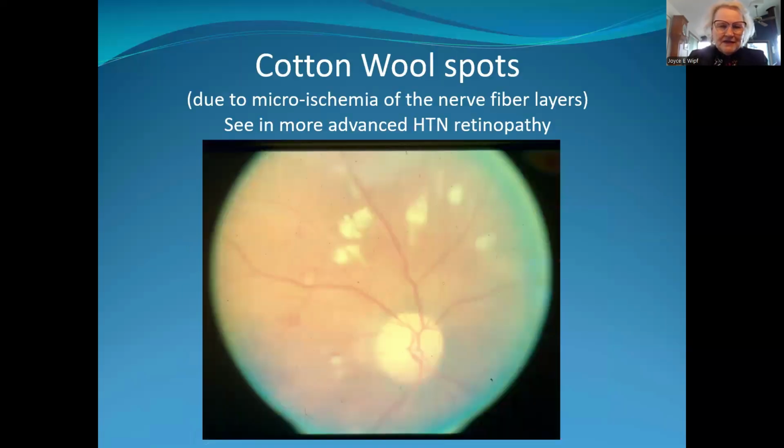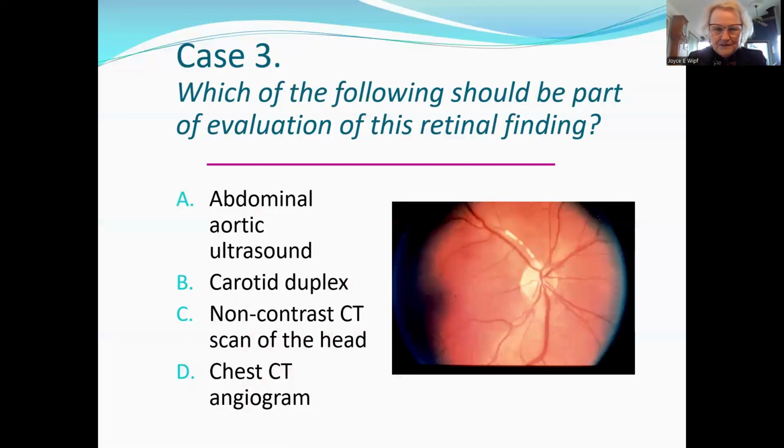Then with more significant retinopathy from hypertension, as I mentioned, you can see cotton wool spots. And this is an example of a patient with hypertensive retinopathy with cotton wool spots. And then the most advanced finding would be papilledema, which we've already talked about.